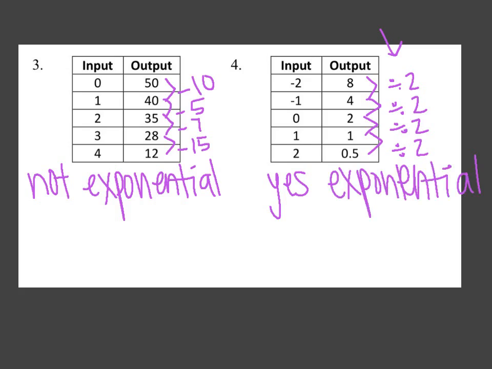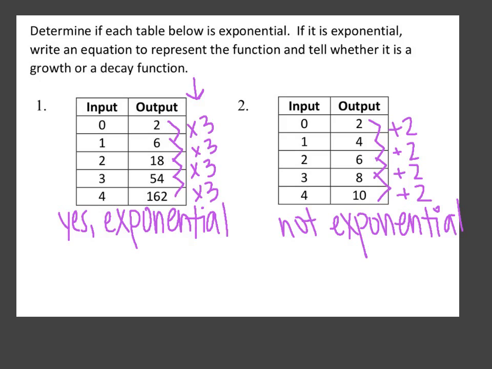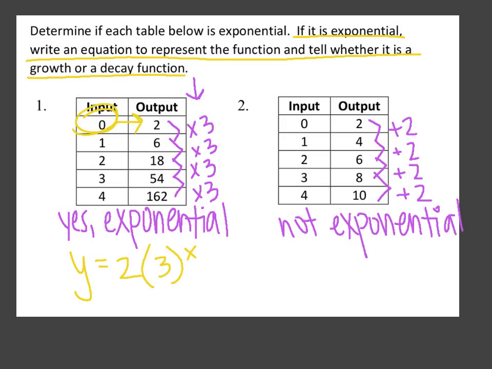Now we're going to go back and look at just the two tables that were exponential functions, because our directions tell me that if it is exponential, write an equation and tell whether it is a growth or a decay. So in problem number 1, I need to write an equation. So I need y equals, I need to put my starting value first. To find your starting value or your y-intercept, you're looking across from the 0. So I had 2, and then my common ratio was 3 because I multiplied by 3 every time. And this will be a growth function because my common ratio was bigger than 1.